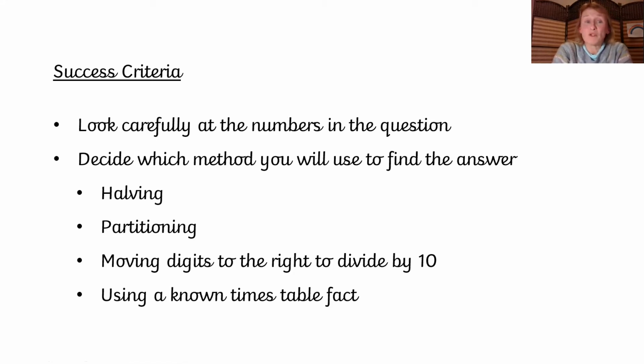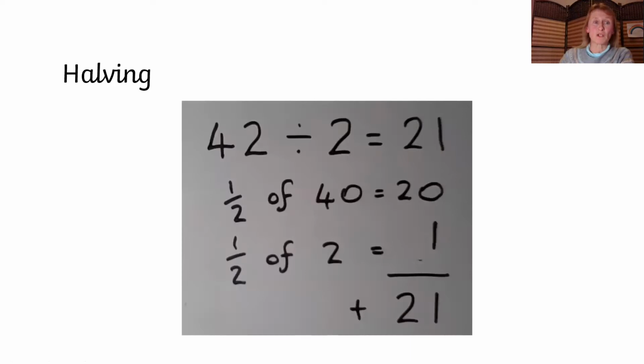Okay, you might use halving because by now you should know a lot of the numbers halved very quickly. So if I say to you 24, you should say to me, well, half of 24 is 12. You should know that straight away. You could use partitioning. You could use moving the digits to the right to divide by 10. We talked about that just before at half term. Or you could use a known times table fact, and that's what we're using mostly today. But let's just have a look through those first ones.